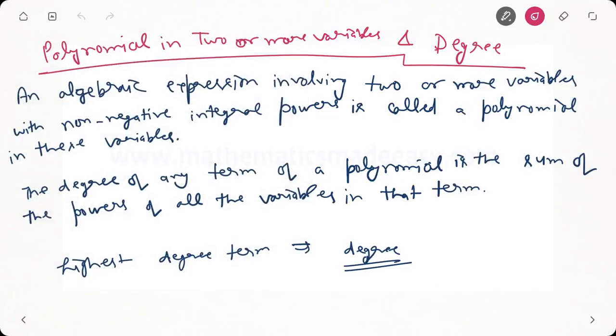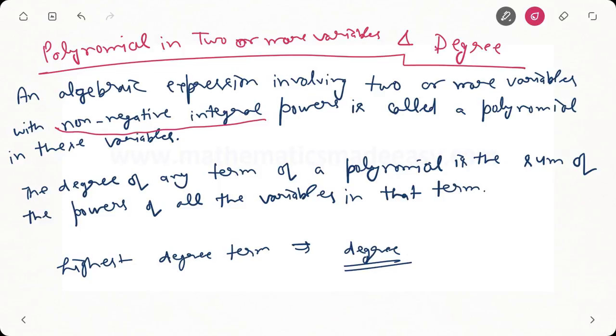So if it is not a polynomial, there is no meaning of talking about degree, right? Now we will talk about the polynomial in 2 or more variables, and we will also talk about the degree of such polynomials. If there is any algebraic expression where 2 or more variables are present, say for example x, y, z, a, b, c, p, q, r, whatever, and the powers of those variables are non-negative integers, just remember, non-negative integers, then that algebraic expression is called a polynomial in multiple variables. Correct.